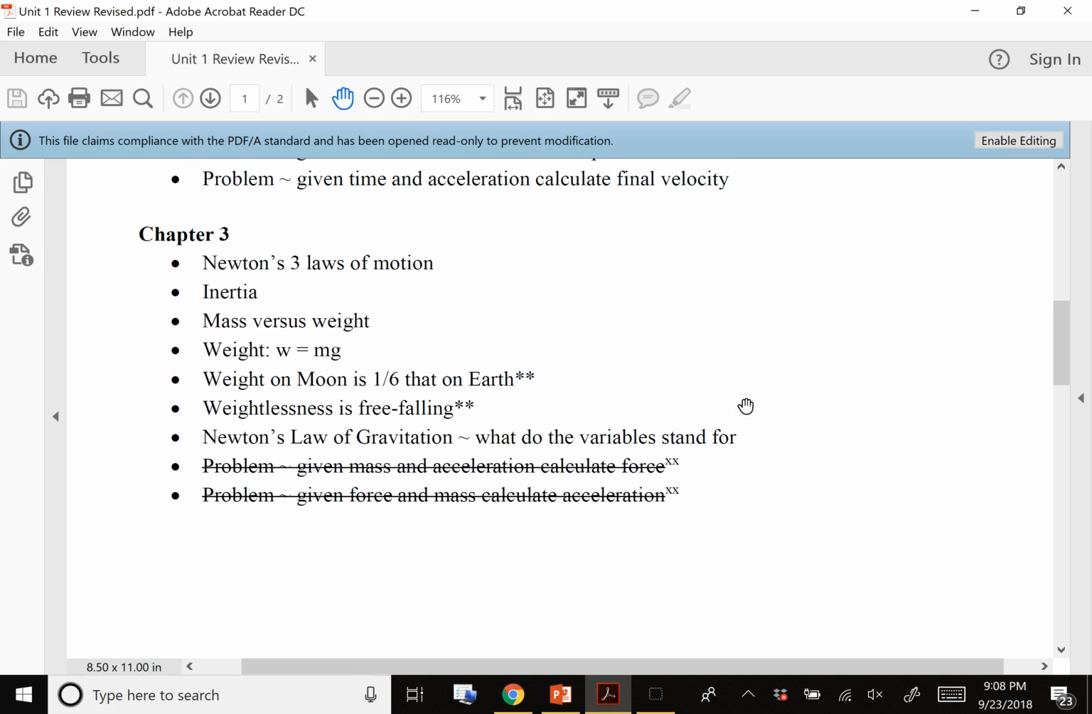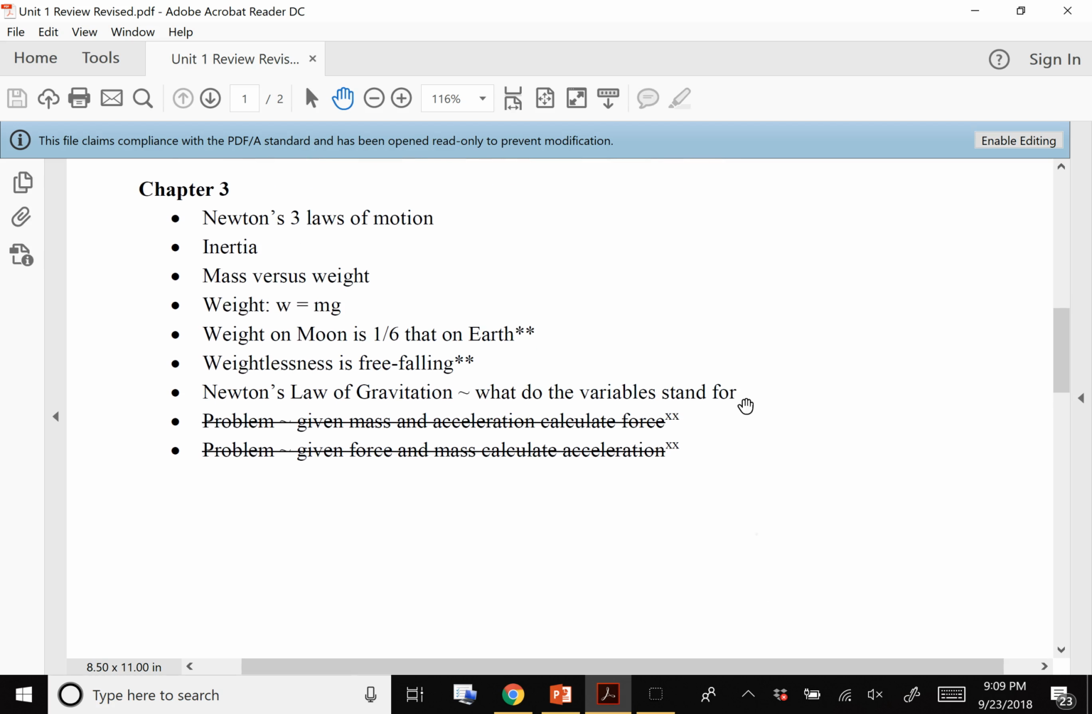So we have a couple of asterisks next to the moon. Your weight on the moon will be less, but I don't think I said in my notes this semester it's 1/6. Your mass will be the same on both the moon and the earth, but your weight will be 1/6 on the moon of the earth because of the difference in gravity. Weightlessness is free falling. There'll be a question on there. It'd be worth extra credit.